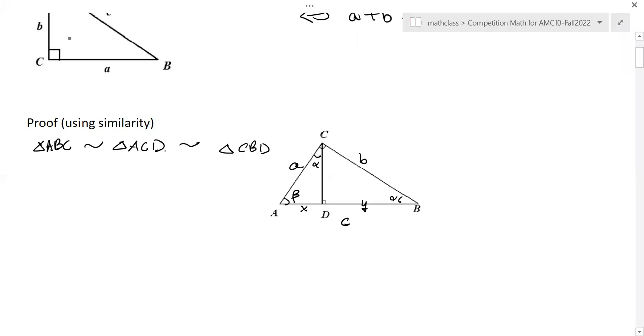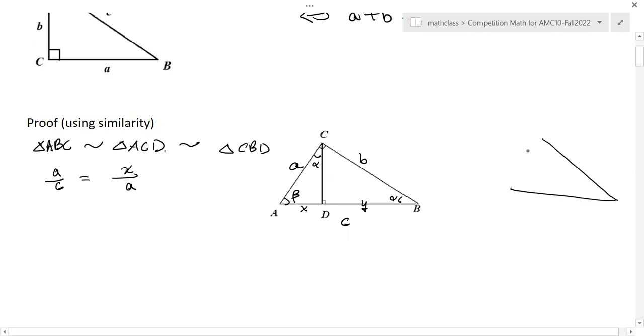So A over C, using the similarity of these two triangles, A over C is going to be X over A. Okay, so why? Because we have two triangles, and this one is A, that's C. Another triangle is similar, it's smaller. This is going to be X, this is going to be A. So that's why A over C, comparing those two sides, is going to be X over A. That's how you get this, right?